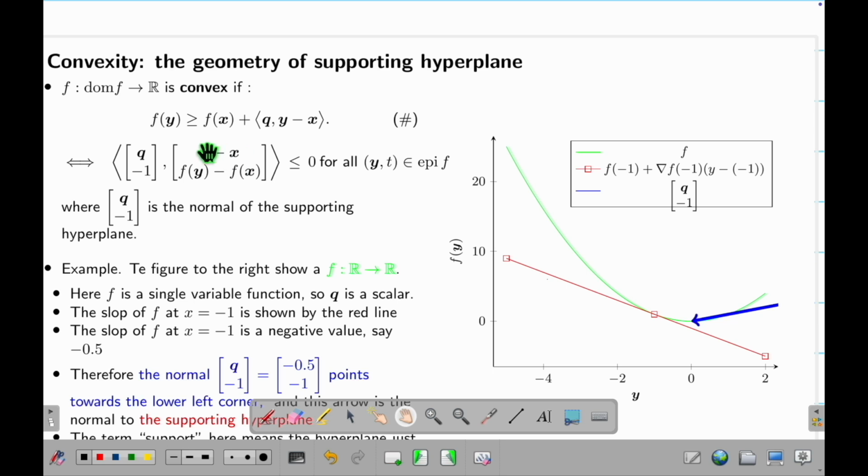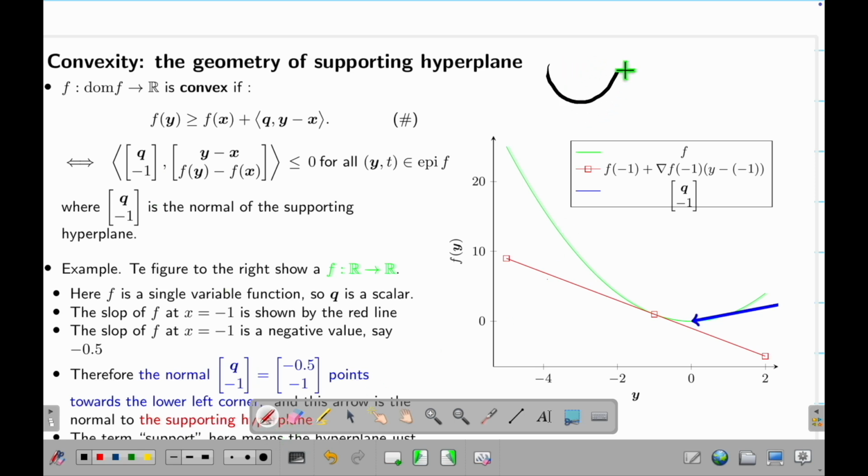This is the x coordinate on the x-axis. What is this? The f value difference. This is the y coordinate. This is a two-dimensional plane, so I have an x coordinate and a y coordinate. What is this? q is the slope. What is this? Negative 1 as a y coordinate.